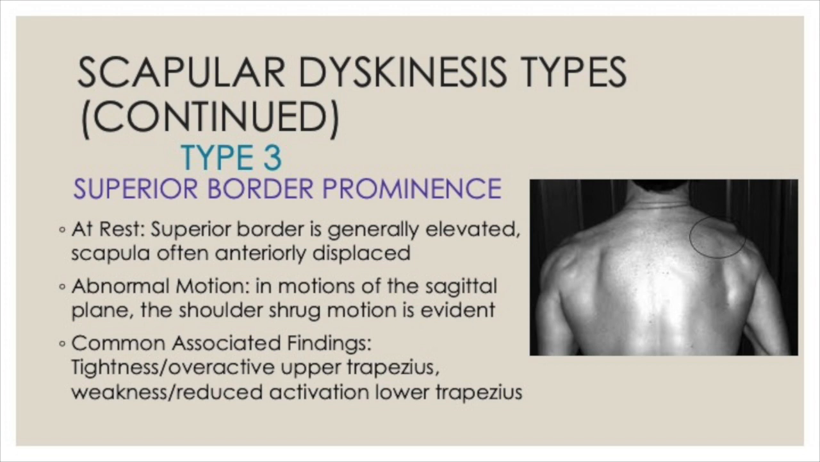Scapular dyskinesis type 3 is superior border prominence. At rest, the superior border is generally elevated and the scapula is often anteriorly displaced. Abnormal motion for type 3 occurs in motions of the sagittal plane. During these motions, the shoulder shrug motion is very evident. With type 3, common associated findings are tightness or overactive upper trapezius or weakness and reduced activation of the lower trapezius.